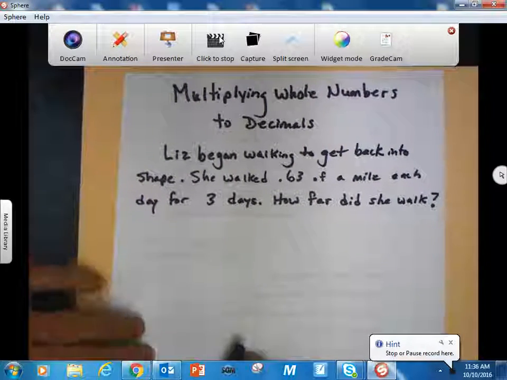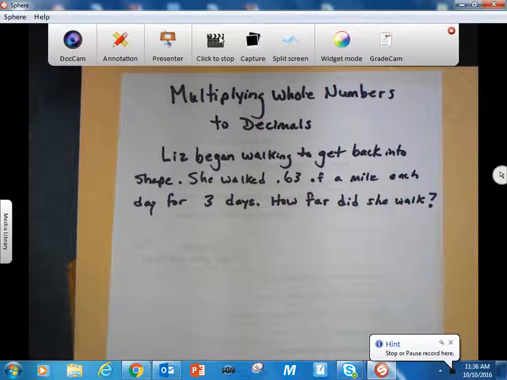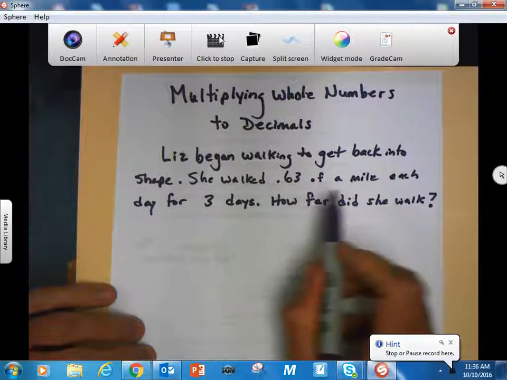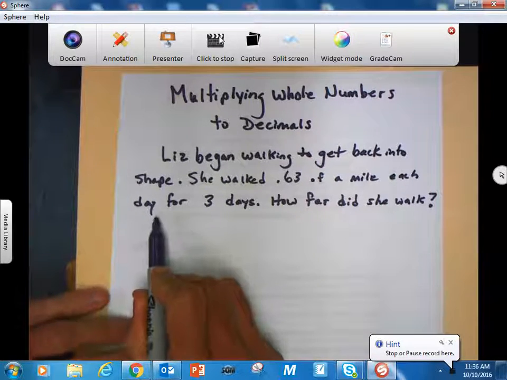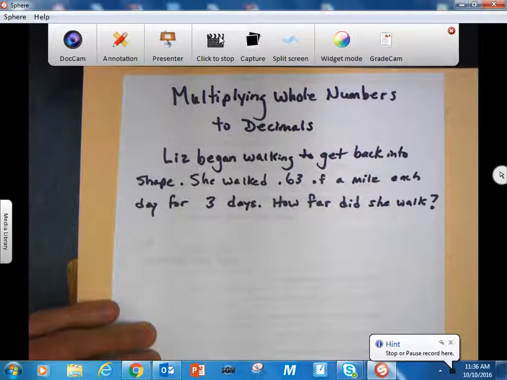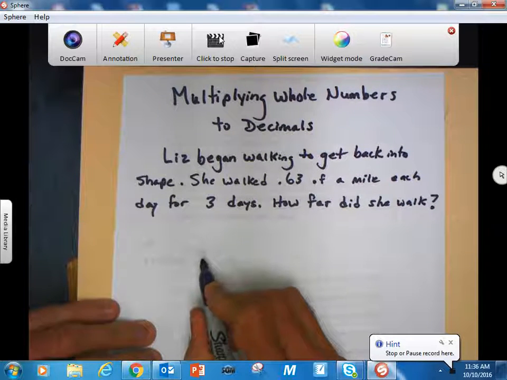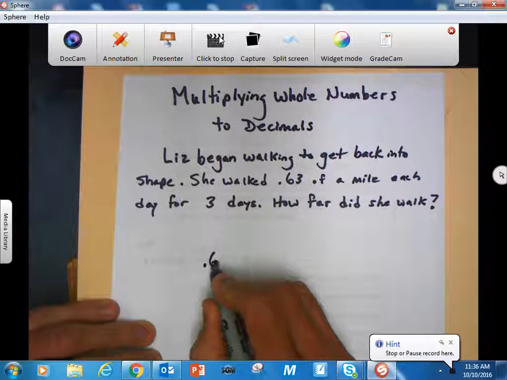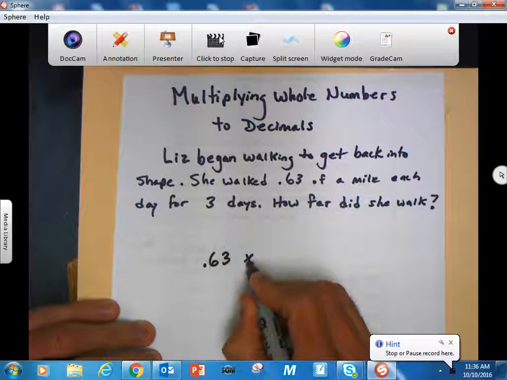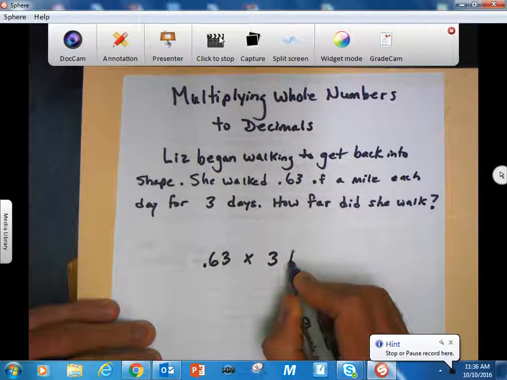Alright, from the structure of this story problem, we know that 63 hundredths each day for 3 days tells us that we would have to multiply. So our basic equation would be 63 hundredths times 3 days.